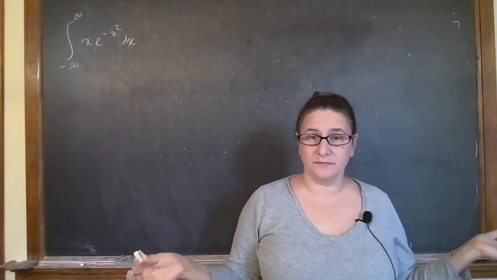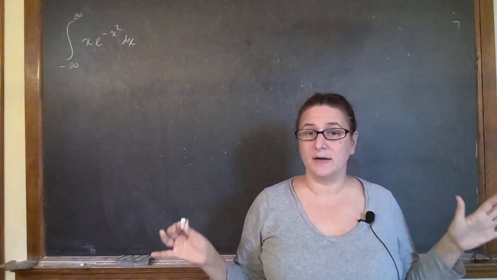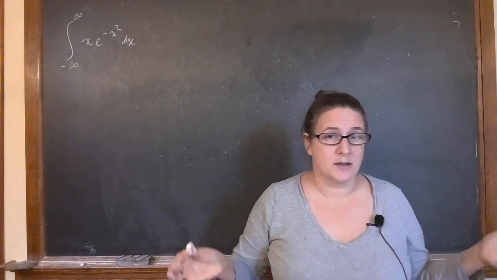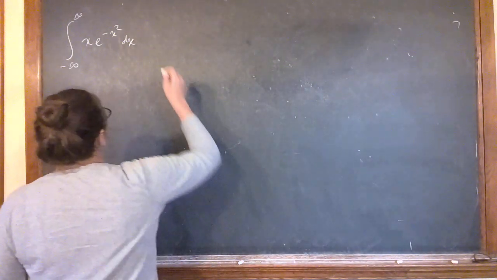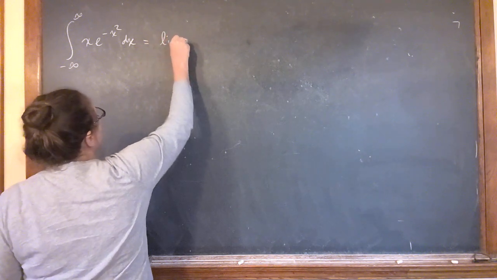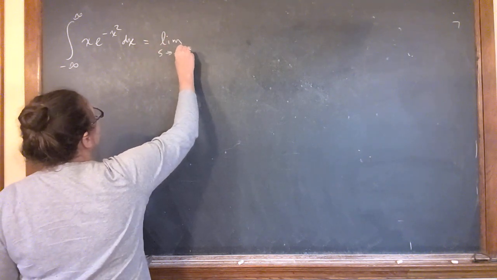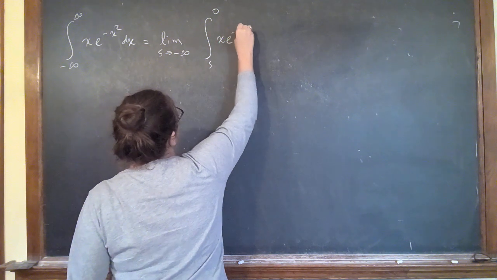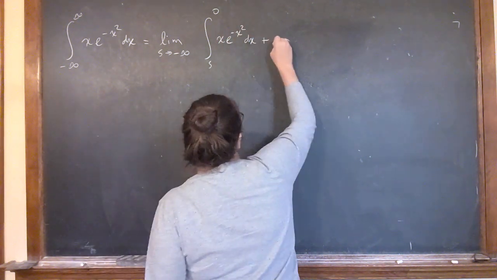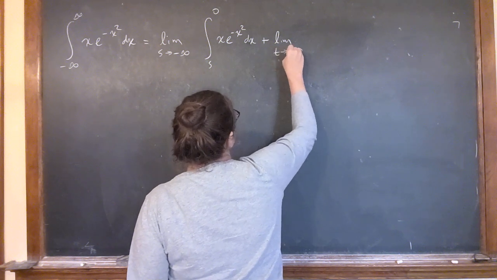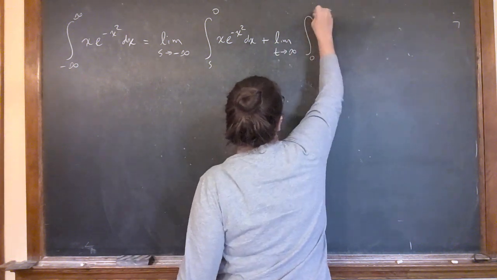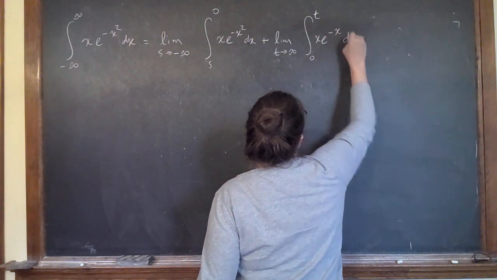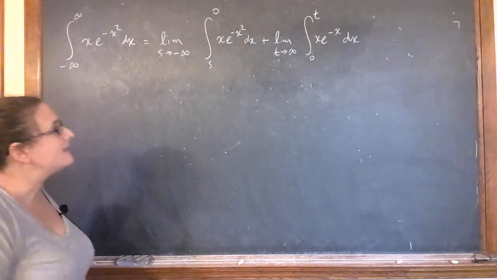Remember, when it's plus and minus infinity, we have to break it up in the middle, and we have to look at them as two separate limits because you don't want things to end up canceling out when they shouldn't. So I am going to do limit as s goes to negative infinity of the integral from s to 0 of x e to the minus x squared, plus the limit as t goes to positive infinity of the integral from 0 to t. I'm making sure I'm not off the board for you guys. So I basically have two of these.